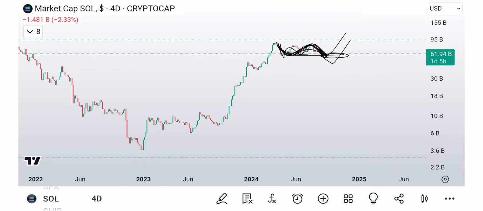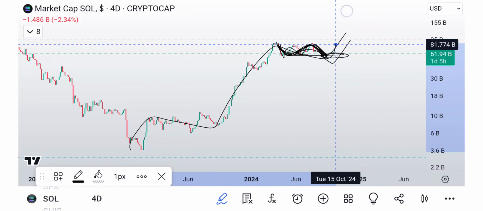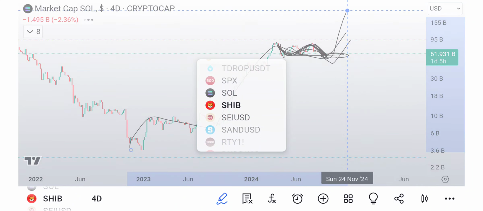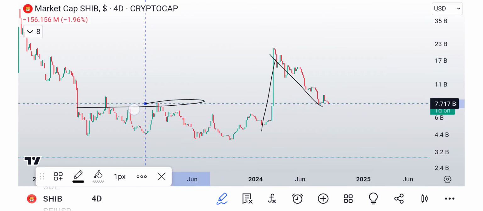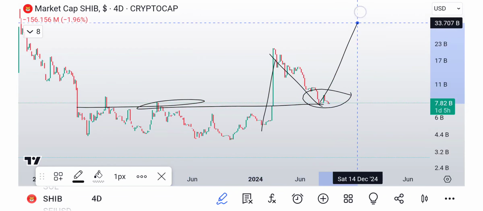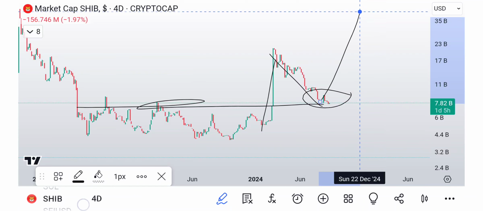Whoops, that's not the right one. But anyway, we have 1, 2, 3, 4. I want to see 5. SHIB, you break out, you come down, right? We're back testing. Let's continue higher. That's how I look at it.